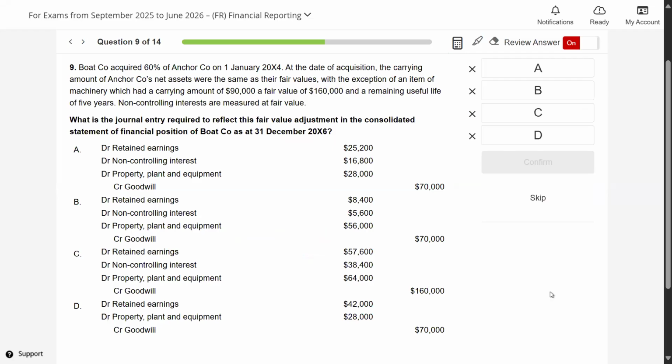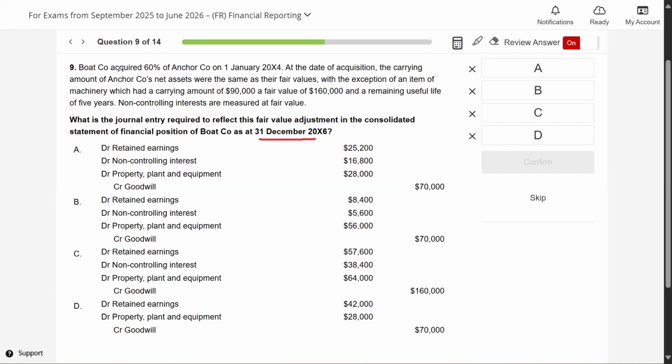Fine. Let's see. This is question 9. And let's see the adjustments here. What is the journal entry required to reflect this fair value adjustment in the consolidated statement of financial position of BOTCO? Okay, so don't be scared of this question. It's a very easy one. You just need to understand the double entry and look at the dates properly. They want us to find the value on the statement of financial position date, that is 31st of December 2026.